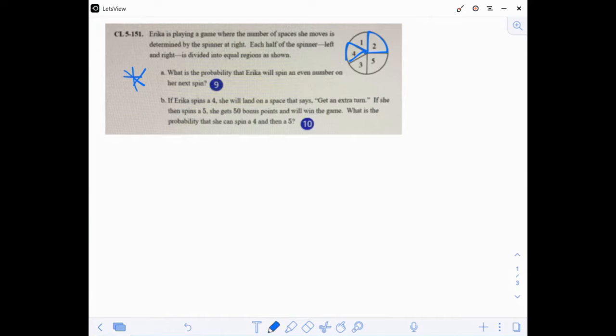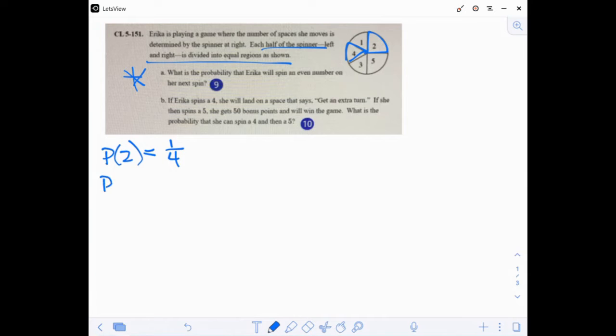And the story told us that each half of the spinner, the left and right, is divided into equal regions. So that'll be important. So we've got to figure out the probability of getting each piece, the 2 or the 4, if we have the spinner. Well, what's the probability of spinning a 2? Well, that section is half of the circle, the 2 and the 5, and it's half of a half. So the probability of getting a 2 is 1/4. That's a quarter of the circle. I think you'd agree if you look at the picture.